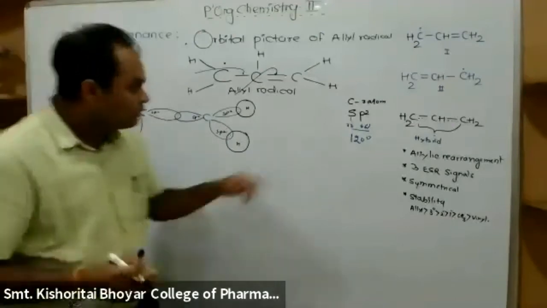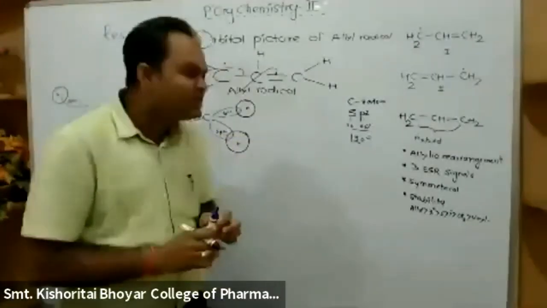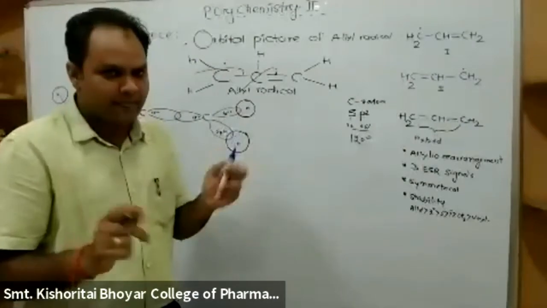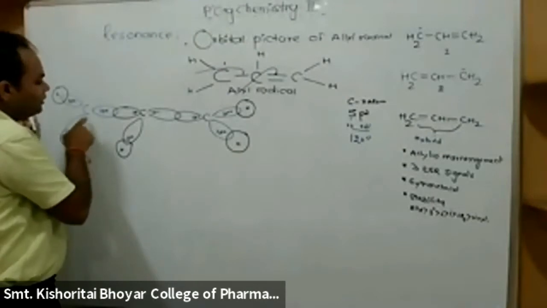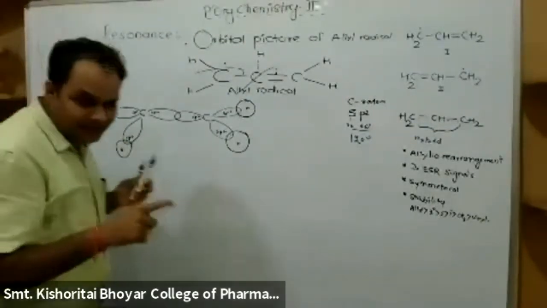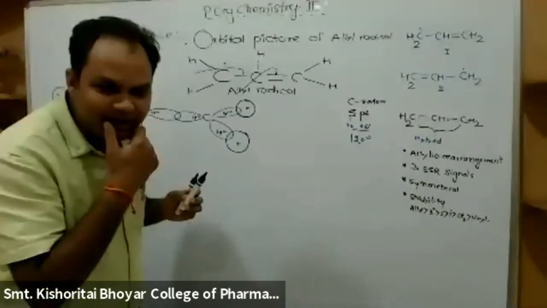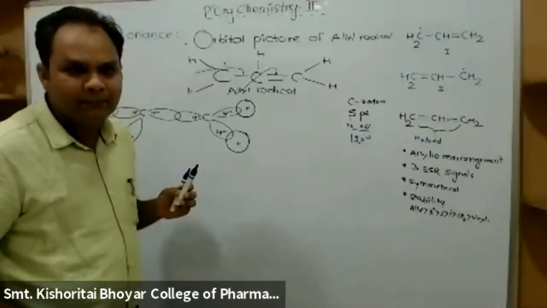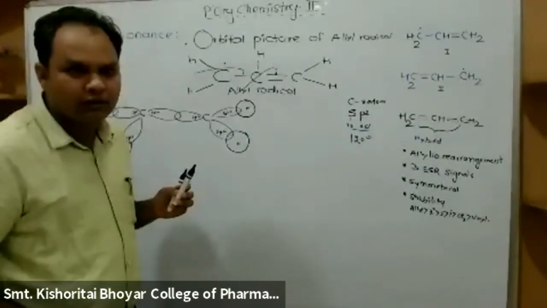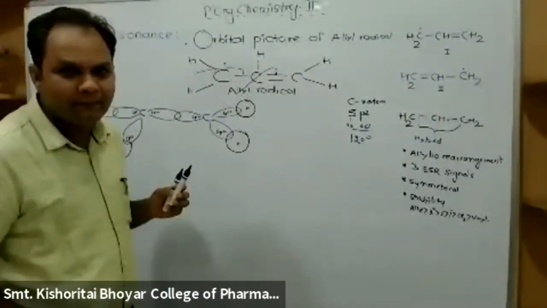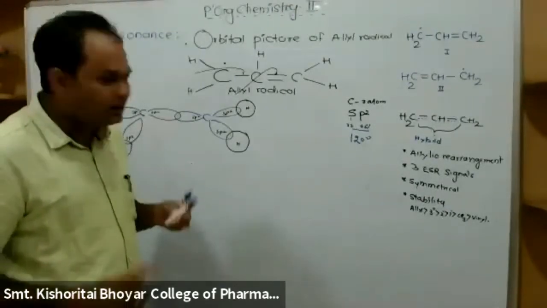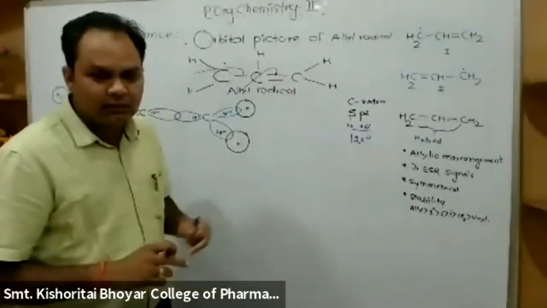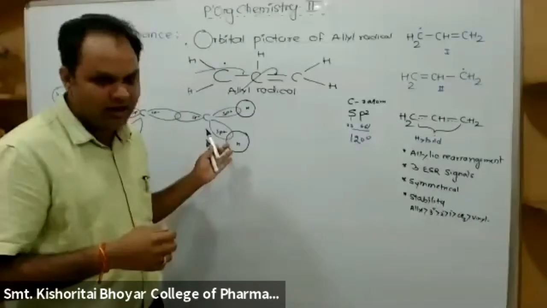Now, as we know that the carbon is sp2 hybridized, it means 3 orbitals. Each carbon has, yes, anybody? Each carbon has, come on. Carbon is sp2 hybridized, so each carbon has 3 sp2 hybrid orbitals. Yes, that I already told you.